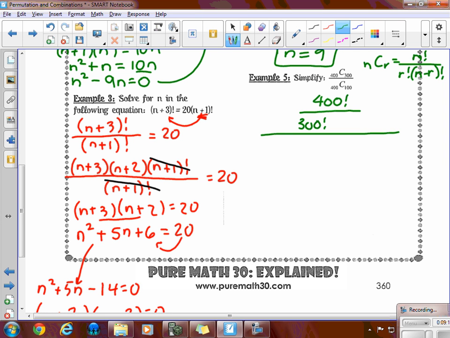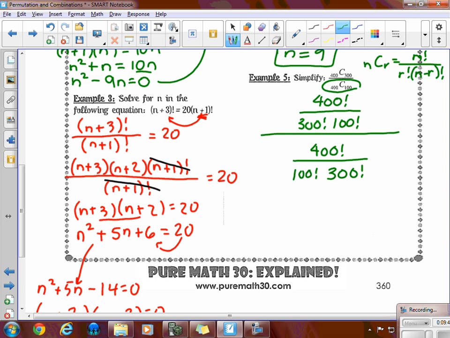300 factorial, times those two things subtracted, which is 100 factorial. The 100 comes from 400 minus 300. And the bottom, if we put that into the formula, is going to be 400 factorial divided by, and we're looking at this part now, the r, which is 100 factorial, times those two subtracted, which is 300 factorial.